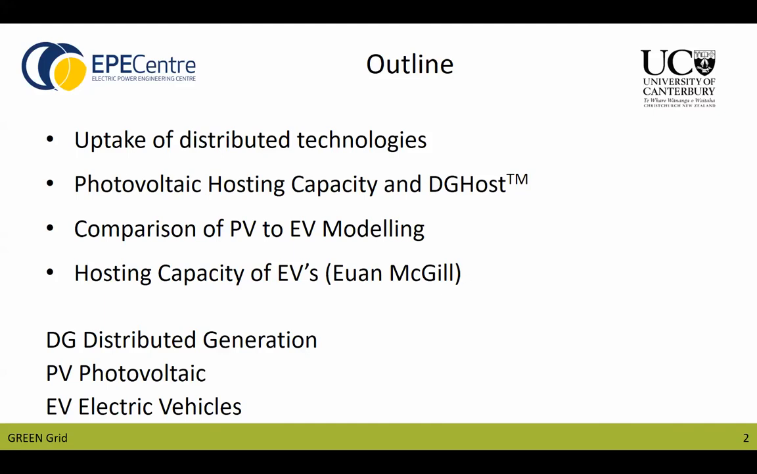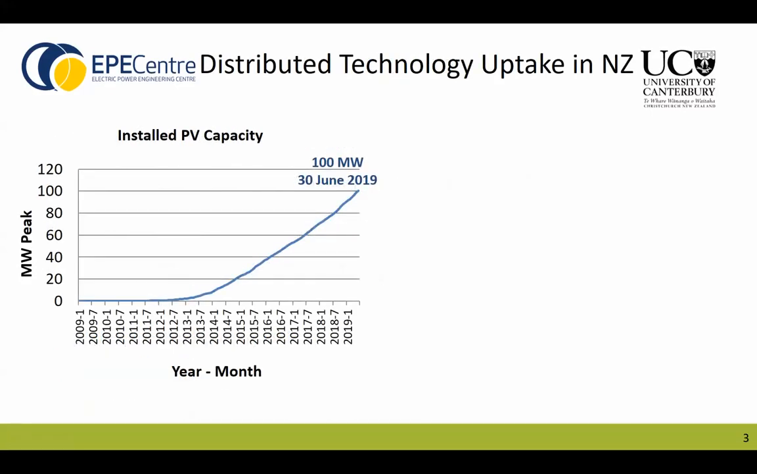DG is distributed generation, so that's when you have generation that's close to your load. PV for photovoltaics, so solar panels, and I'm sure you're all familiar with EVs. So distributed technology uptake has been increasing quite steadily. When this project started back in 2012, there was less than 2 megawatts of solar installed, and this is predominantly in the distribution network, so it's mostly residential, although commercial entities are finding it increasingly more attractive too. But last month we broke the 100 megawatt barrier, and after quite exponential growth as panel prices declined quite sharply, we've kind of been on this linear track.